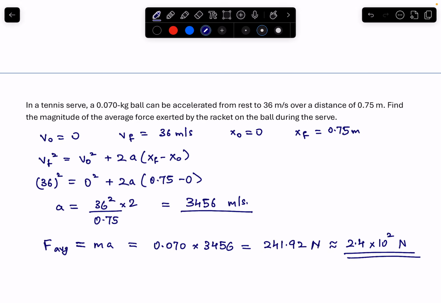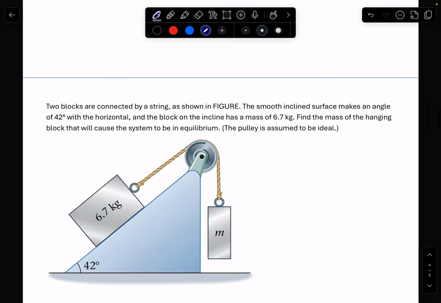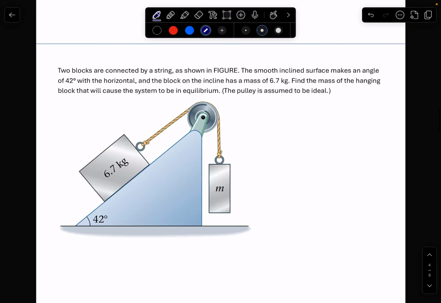All right, next question. So two blocks are connected by a string. The smooth inclined surface makes an angle of 42 degrees with the horizontal, and the block on the incline has a mass of 6.7 kg. Find the mass of the block M that will cause the system to be in equilibrium.